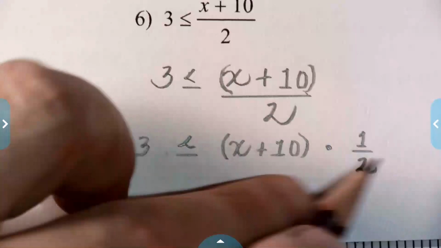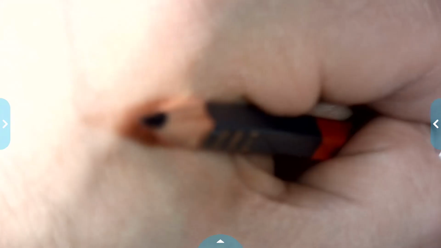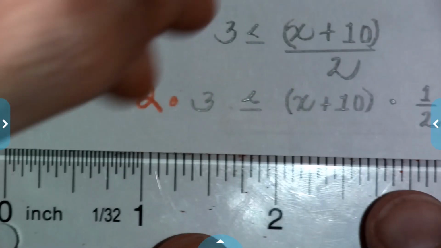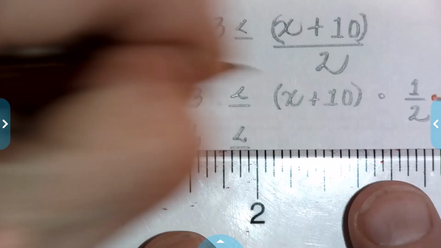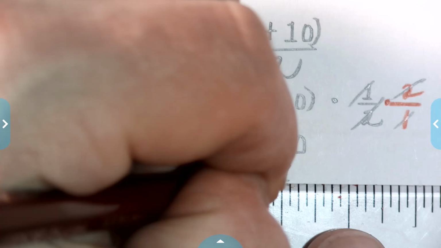Now it's really clear what to do. You're going to multiply by 2 over 1 on both sides. And then over here you can just multiply by 2. So I got 2 times 3, that's 6, is less than or equal to x plus 10. And of course, all this junk cancels out. That's the whole point of doing it. And now I just subtract 10 from both sides.